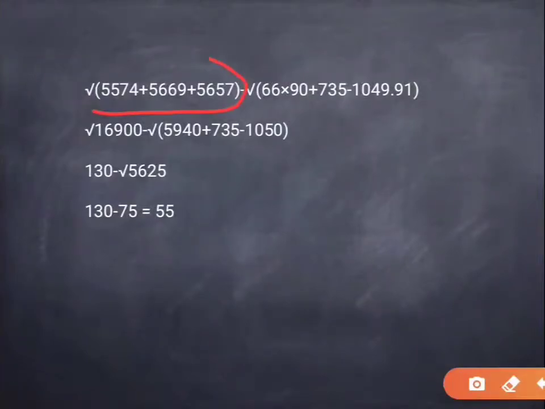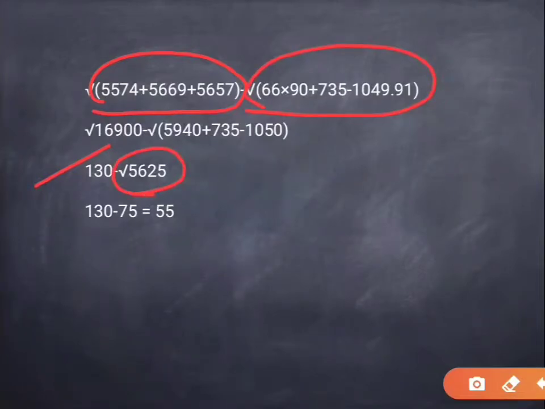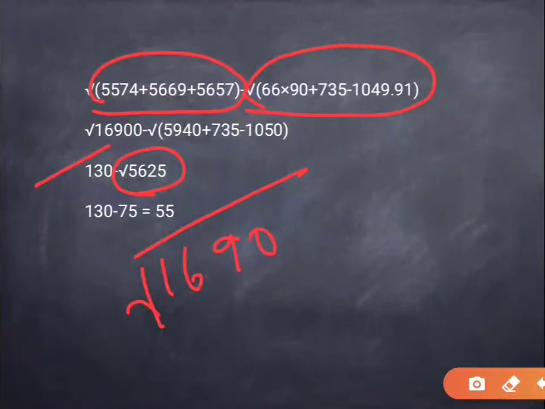So adding up all this, we get 16,900, and this whole value becomes 5625. So the answer will be square root of 16,900 minus square root of 5625.